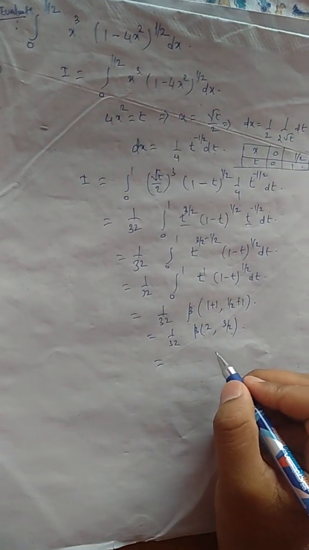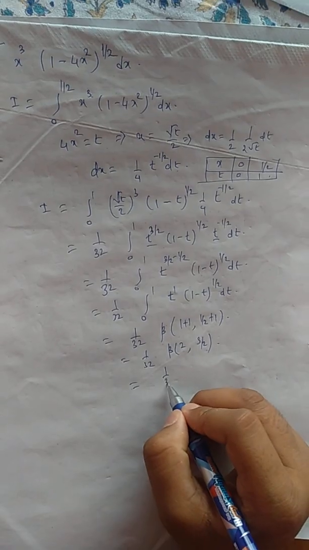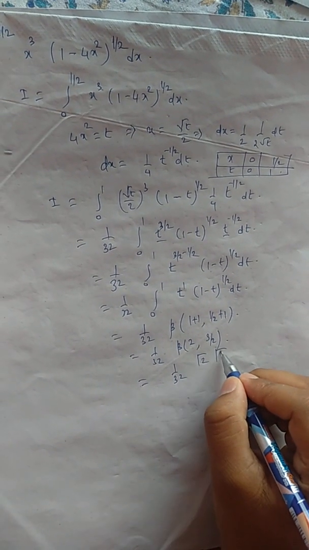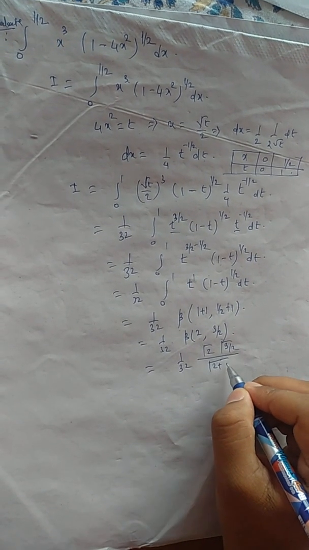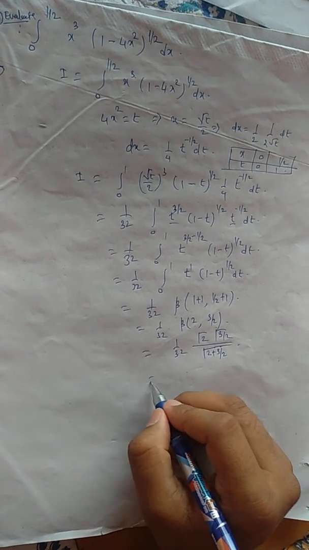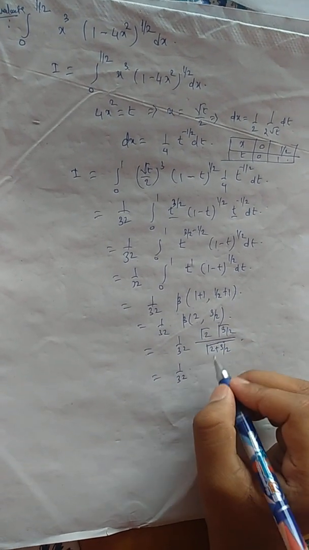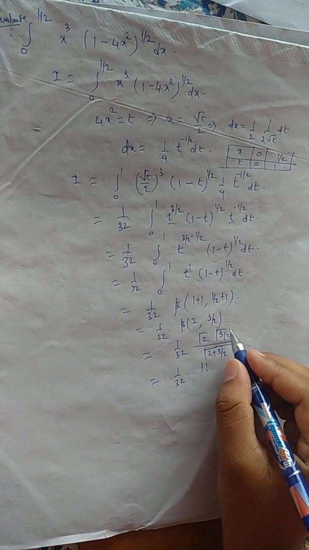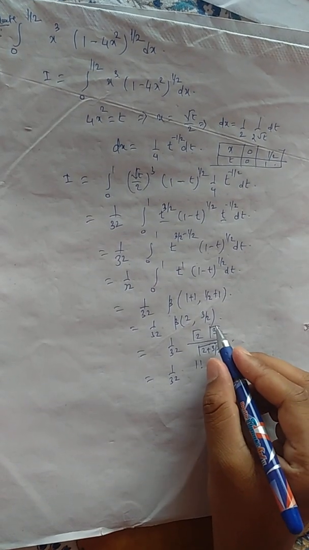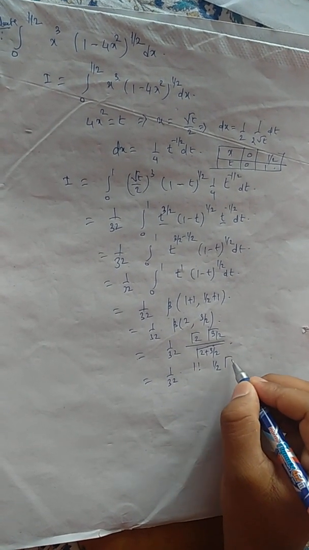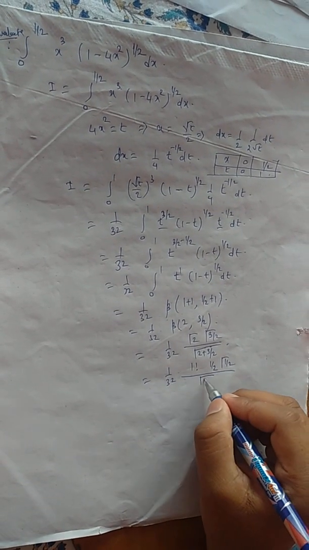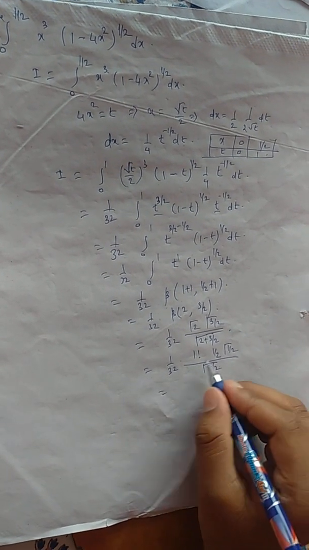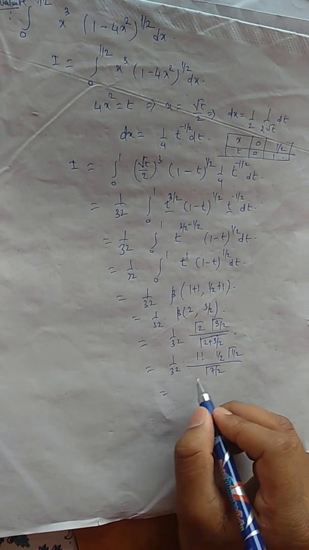Fine. Now the relation between beta and gamma, we write it as 1 upon 32 gamma 2 gamma 3 by 2 upon gamma 2 plus 3 by 2, which will be equal to 1 upon 32 gamma 2 is 1 factorial, and gamma 3 by 2 becomes, by the reduction formula, 1 by 2 gamma 1 by 2, upon, 2 plus 3 by 2 becomes 7 by 2, applying the reduction formula for this. Fine.